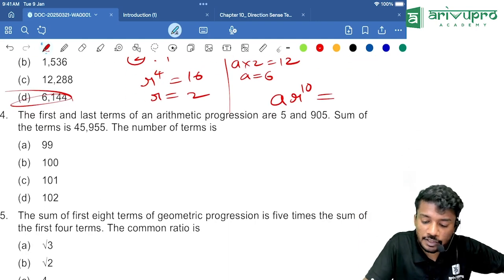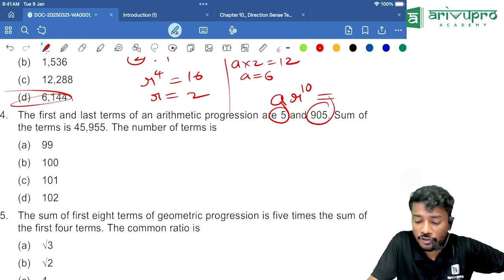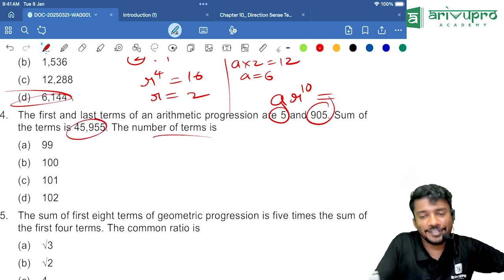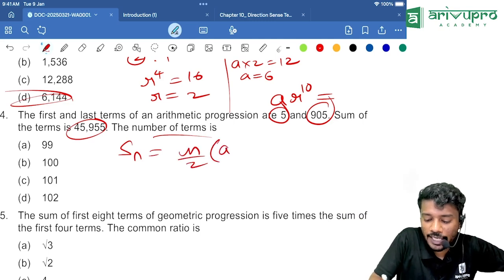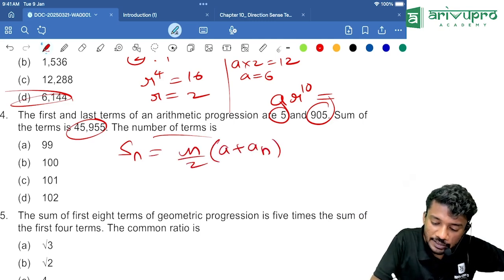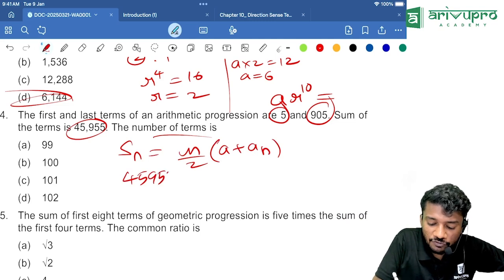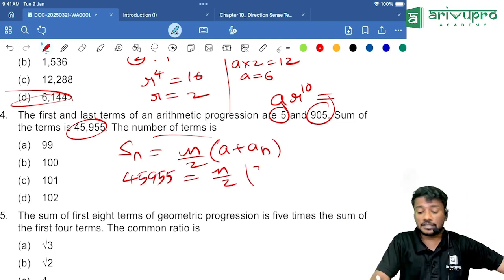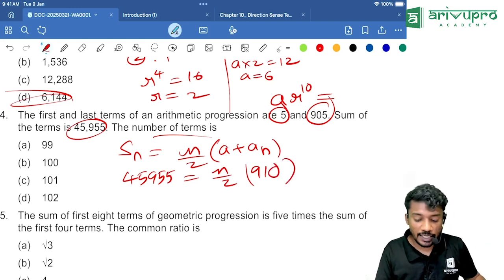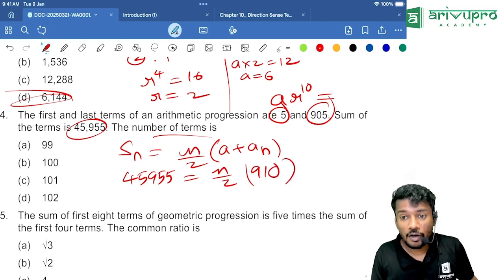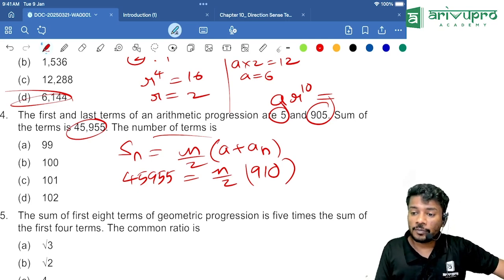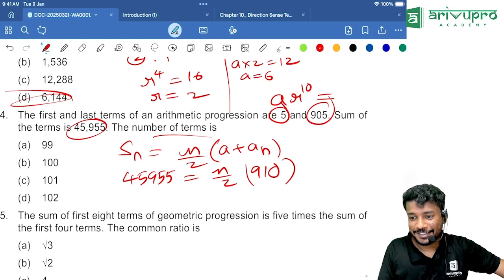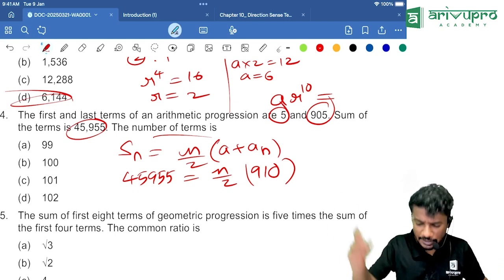The first and last term of an arithmetic progression are 5 and 905 respectively. Sum is given. Same question repeated. So what is the formula? Sn is equal to n by 2 into a plus an. So Sn is how much? 45955, which is equal to n by 2 into a plus an, that is 5 plus 905. So find the answer. How much is the answer? Not one. 101.9999, you got? 100.99, huh? Then 101. Let's try again.